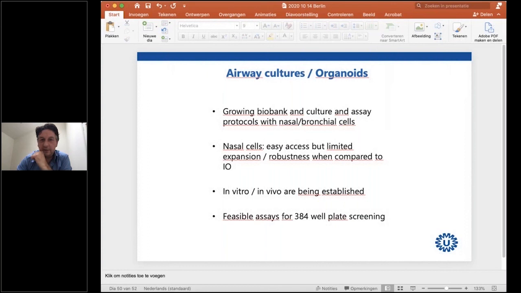I understand I went quickly here. I'm really pretty glad now that we get good protocols also for nasal cells. Obviously, nasal cells allow you to have easy access to tissue, but it's still a little bit limited in expansion if you compare it to intestinal organoids, and also the robustness is not as high. We are now at a larger scale doing these in vitro and in vivo measurements also for nasal cells, and it works also in a 384 well plate setting.